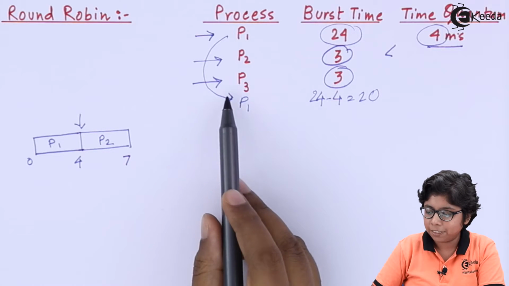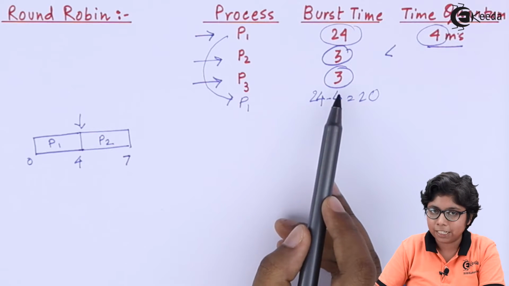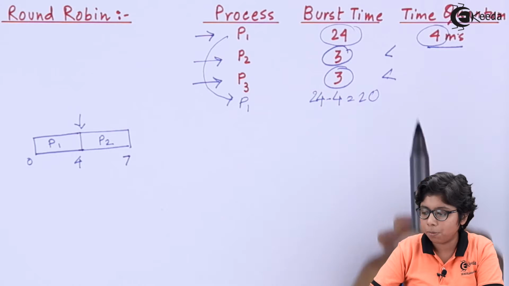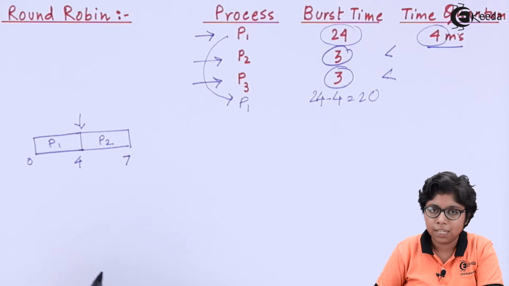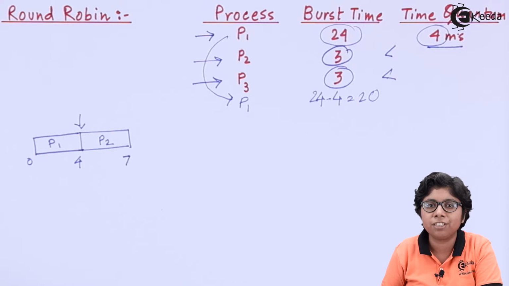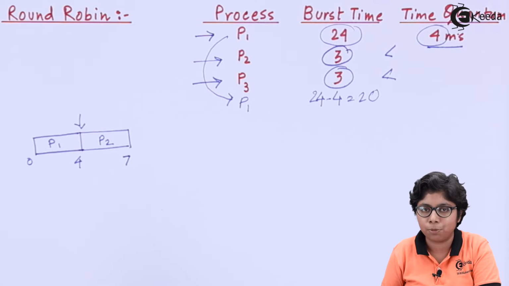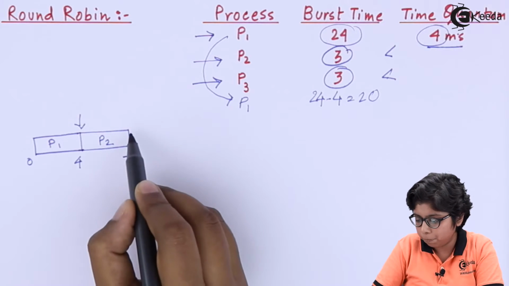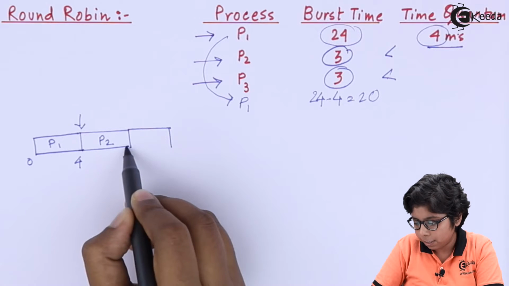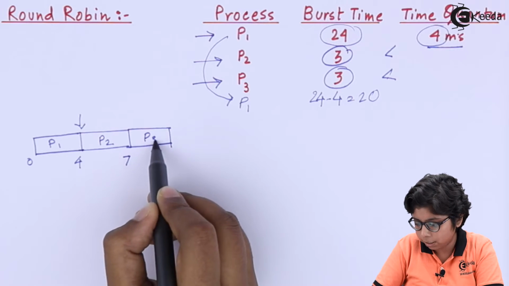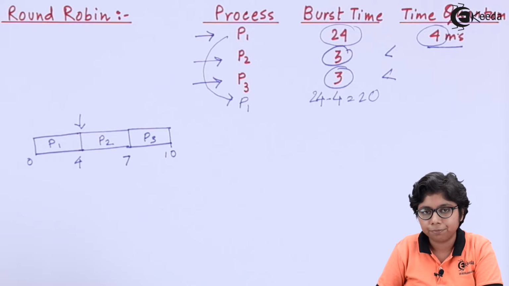Next, P3 arrives with a burst time of 3 milliseconds, which is again less than the 4 milliseconds of time quantum. It is allocated and completes all its execution in 3 milliseconds, which is less than the time quantum, and releases the CPU for the next process. So here P3 will be allocated and complete its execution in 10 milliseconds.